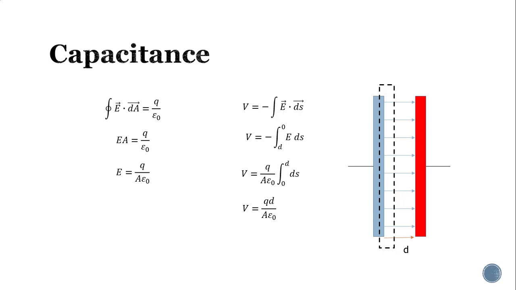Now we defined capacitance in terms of V and Q, that it's Q over V. So if we take Q and divide it by this value V, we get this relationship here, which is the capacitance of a parallel plate capacitor with air between the plates: it's related to the area of the plates divided by the distance between the plates, times epsilon naught.